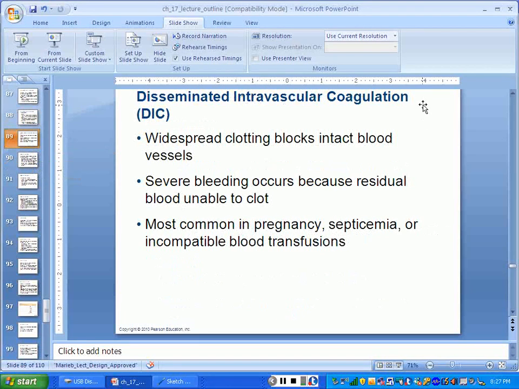Disseminated intravascular coagulation. What does that mean? Disseminated? All over. Intravascular? Within the blood vessel. Coagulation: clotting. These are blood clots all over the place inside your blood vessels. Wow. So what happens afterwards is your body's blown up with clots, and then it loses the ability to make more clots, and then the people bleed. Bad news.